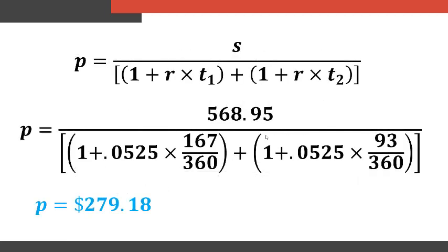By substituting for S equal 568,950 and for the rate 525 per 10,000, and for T1 167, and for T2 93, we can get B equals $279.18.